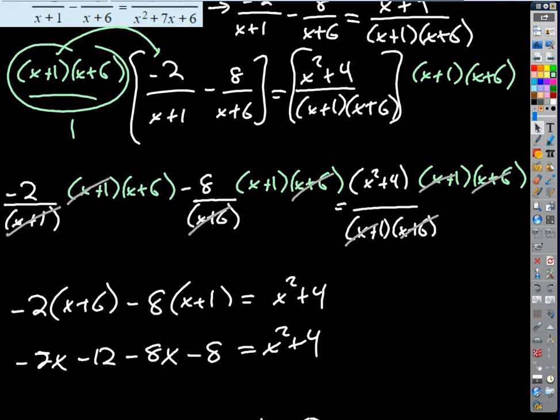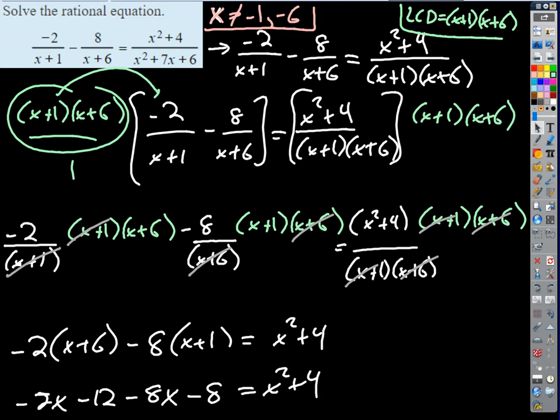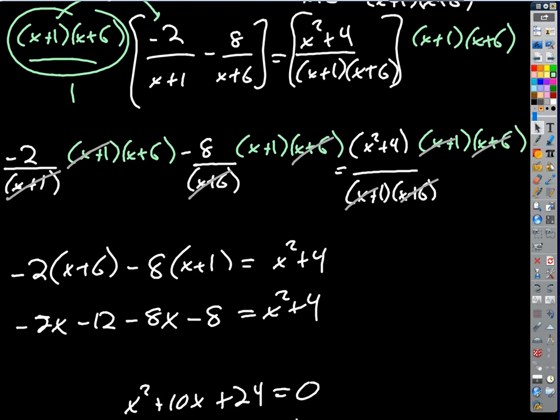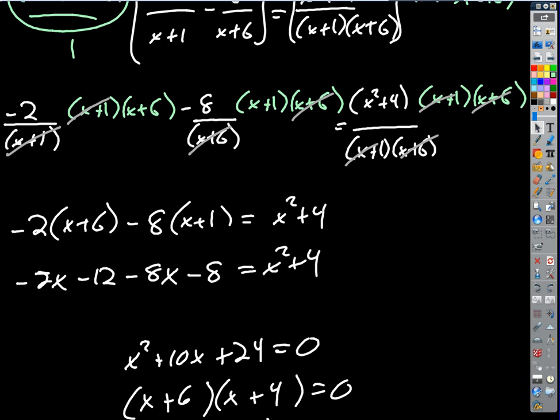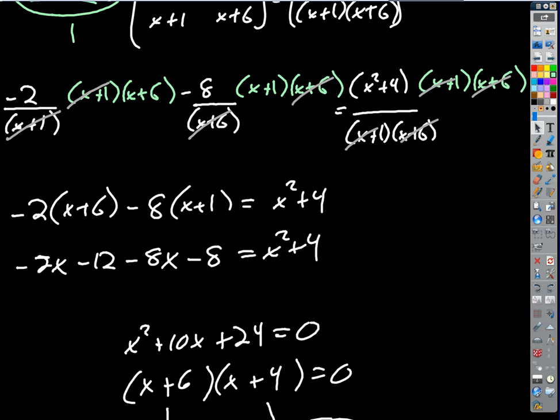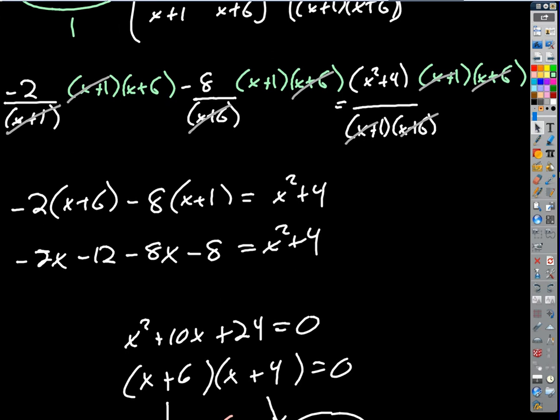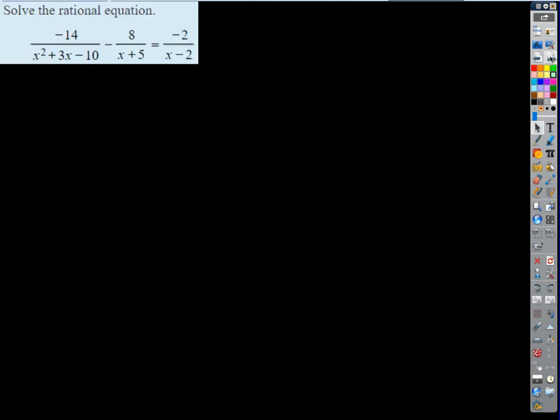I didn't think that one was supposed to have an extraneous solution, but I guess it did. Did we do that right? Negative. I think we did. -2x minus 12, -8x minus 8. I think we did. Plus 10x. Yeah, okay, so it did. So I'm not even going to do that one.